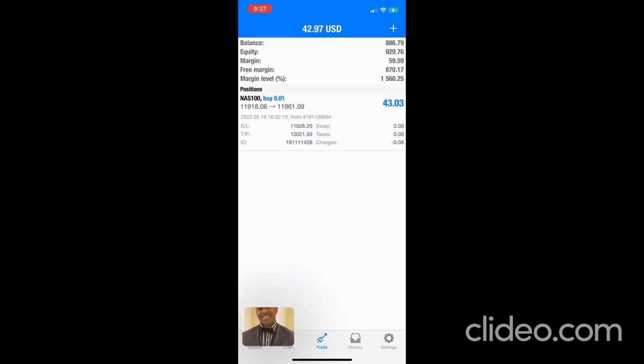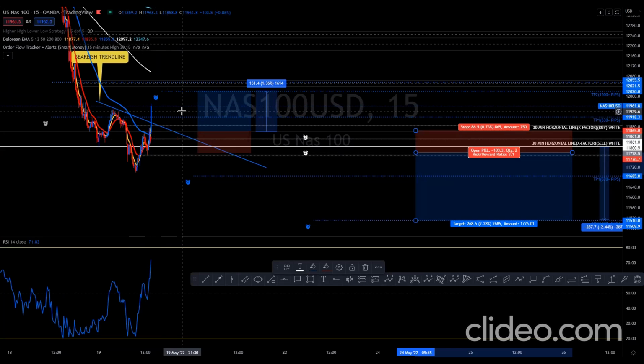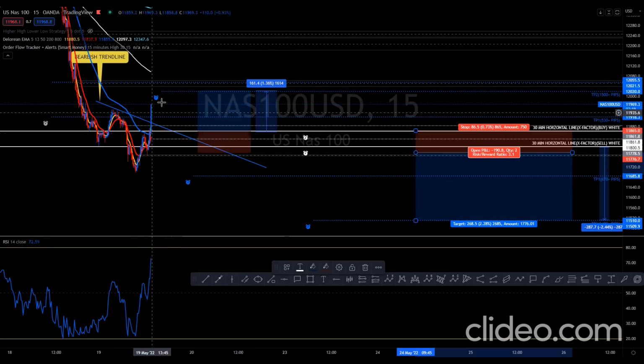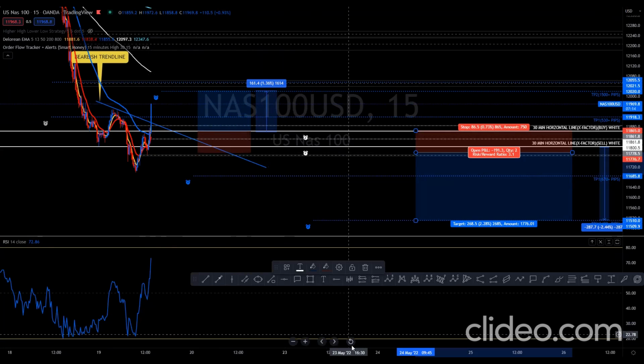Now let me share my main screen here. You can see how high price is really jumping and filling that imbalance. Crazy. We really are busting. The price is really buying up. Now let me pause my recording and go back to my MT4.